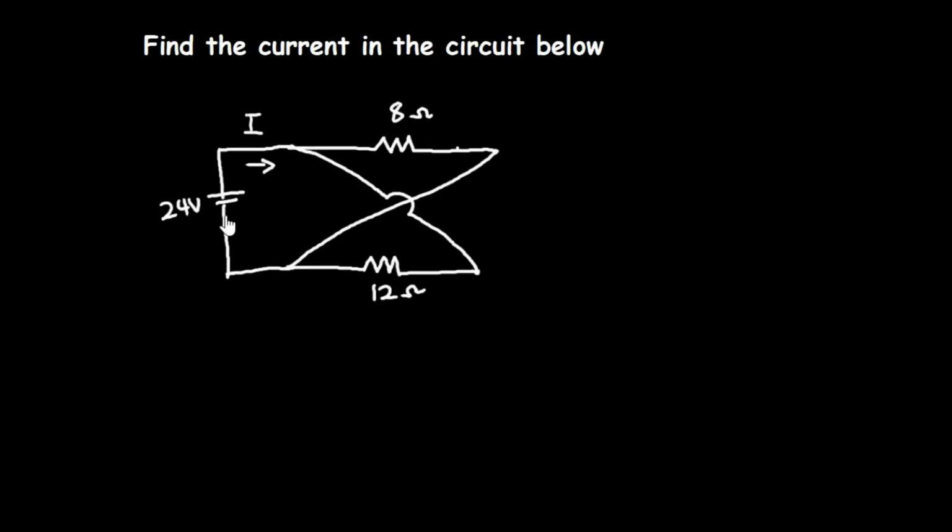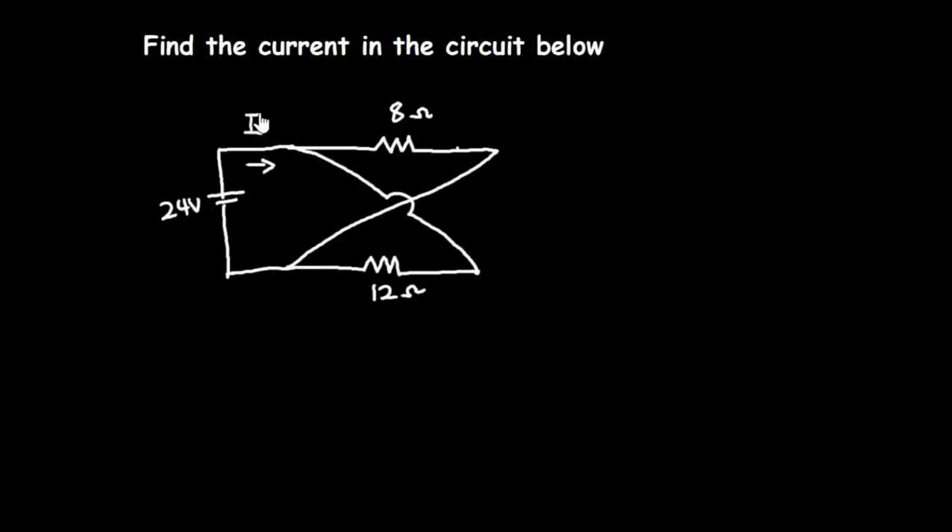Okay, so in this lesson, you are going to solve this question that I have on the screen here. It says that we should find the current in the circuit below. When you look at this circuit here, you see that you have two resistor connections, and looking at it, we can't tell directly whether they are in a series connection or a parallel connection.